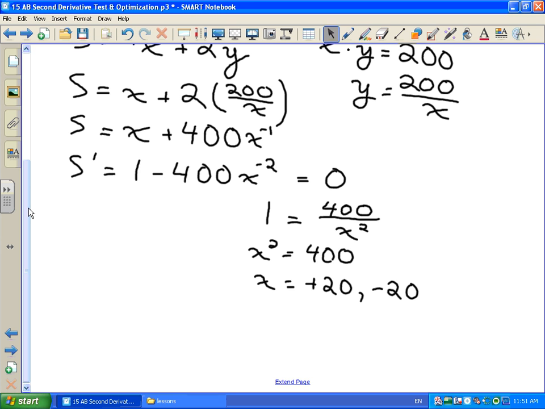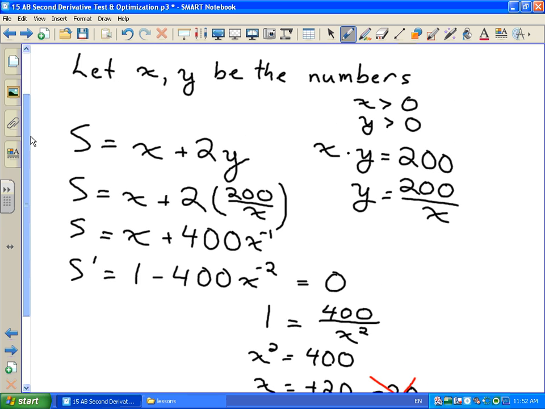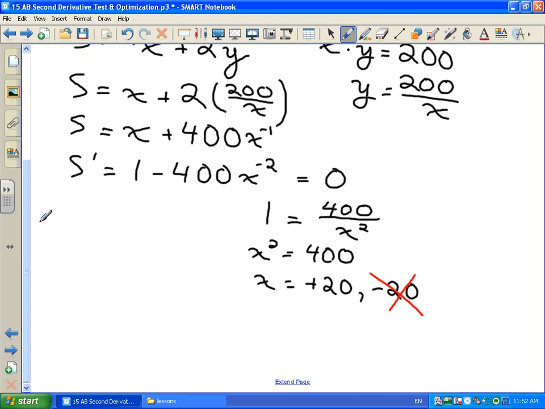Now, is there one of these things we can reject right away? Yeah. Negative 20 is not in our domain. Okay? And that's why we go through this process up at the beginning of figuring out what sort of restrictions there are on our domain. So we can reject one of these solutions right away if we need to. So x is positive 20.